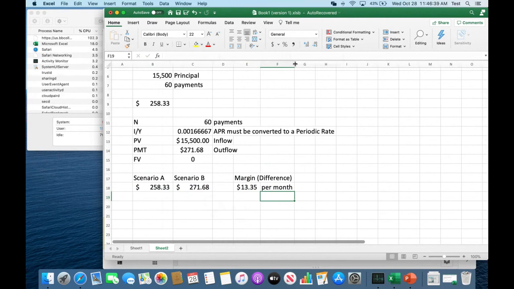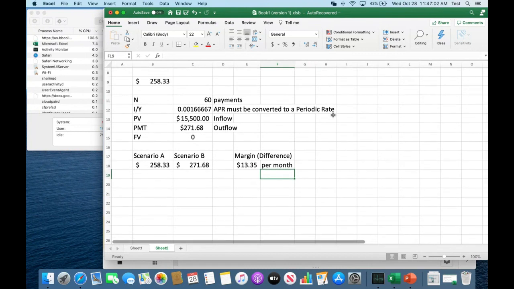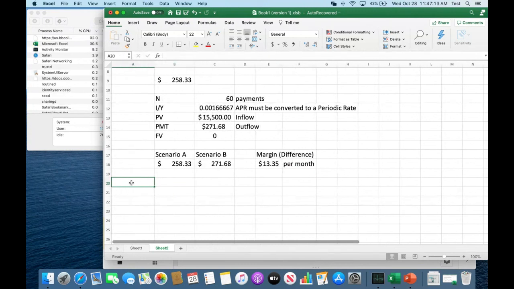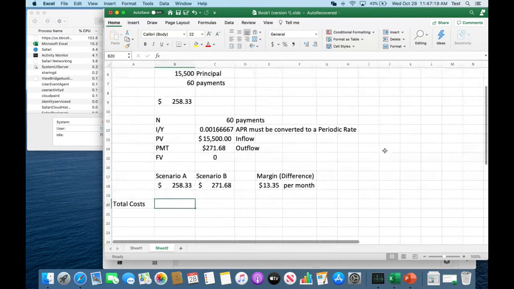And so what a lot of borrowers or consumers do is they'll say to themselves, well, yeah, that's just like me and my significant other cutting out 1 extra meal a month. That's not a big deal. And that's the decision that they make. But I want you to be more savvy about this. So we have 60 payments, right? So I wonder, for scenario A and scenario B, what do you think the total cost difference is? Total cost. What do you think the total cost difference is?